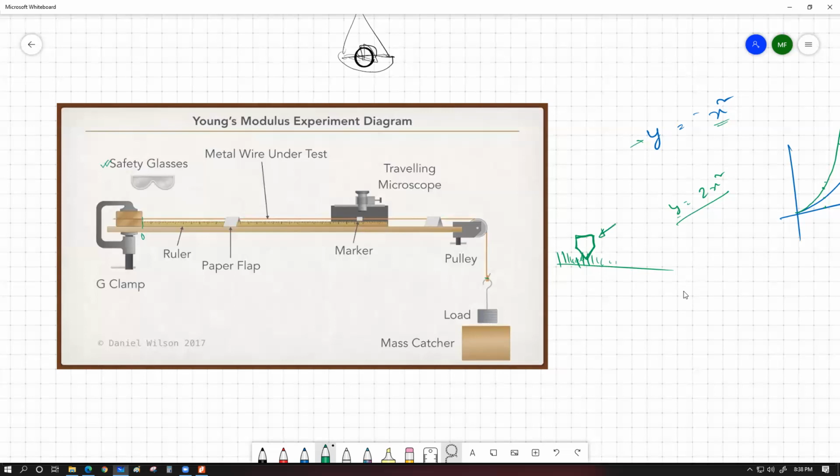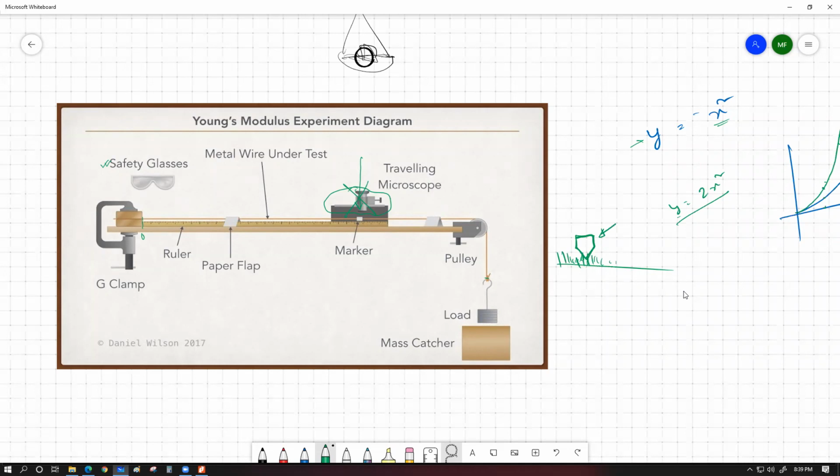So for this experiment, they have also used a traveling microscope for a better observation of this marker. But for the US syllabus, the traveling microscope is actually not considered essential for this experiment. So for the time being, we consider this is not required. As long as you make sure that you are looking vertically on top of this wire and find the perfect millimeter marking on this scale, you are okay to go ahead with the experiment.